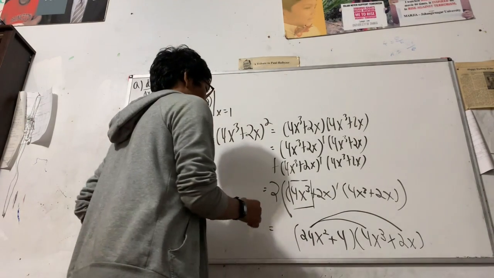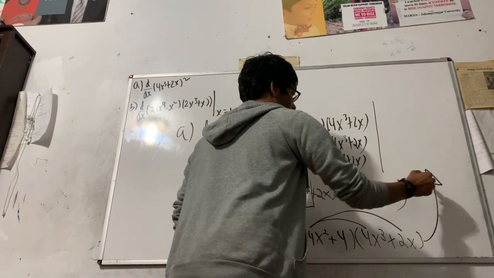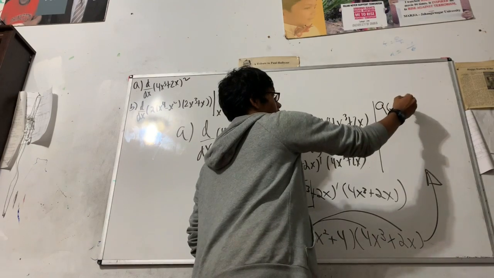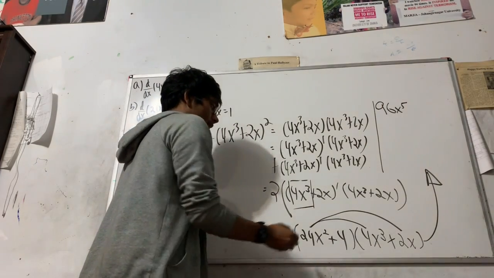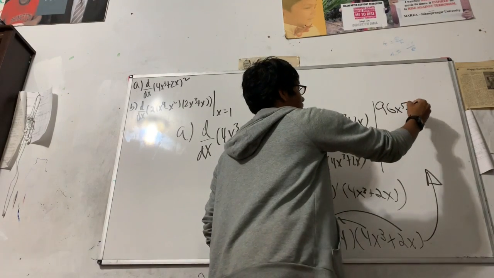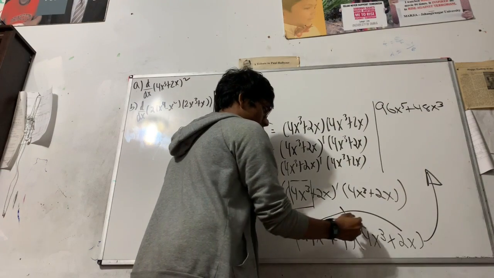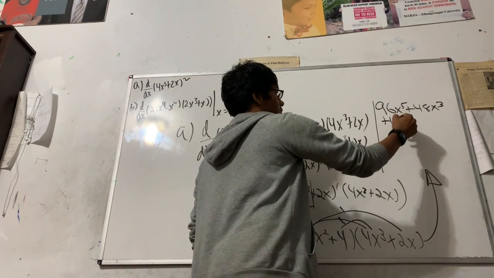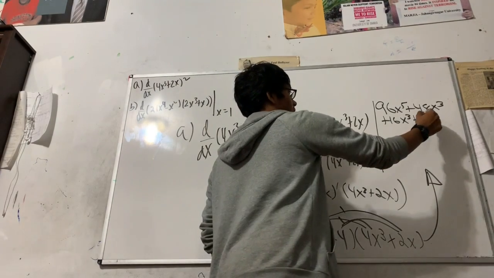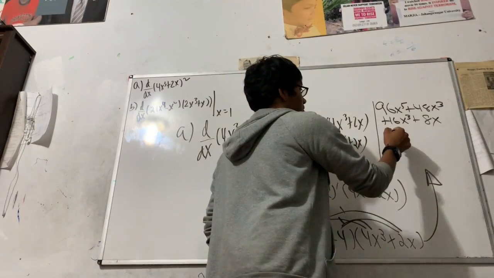24 times 4 is going to give us 96. Let's write it over here. So 24x squared times 4x cubed, 96x to the 5th. So that's over with. 24 times 2 is going to give us 48x cubed. Now let's do a 4. 4 times 4x cubed is simply 16x cubed. And our last term is going to be 4 times 2x, which is simply 8x, right? Okay, we're almost done. Let's combine the like terms, and that's it.